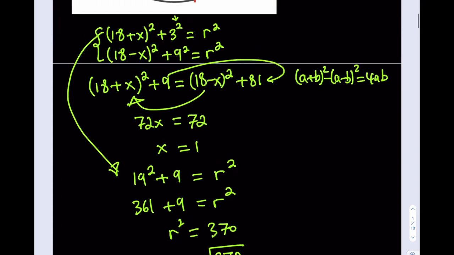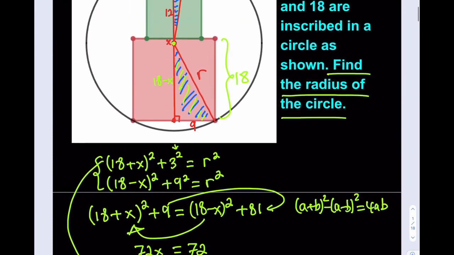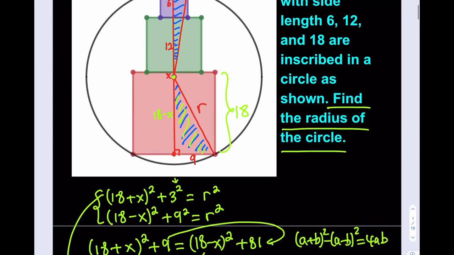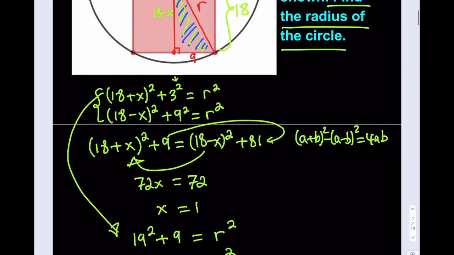But let's go back and check our work here. We were trying to find the radius, right? And this is about 18. So, yeah, it's a little larger than that. And it makes sense, right? It's close to 19, so it makes sense, I think.